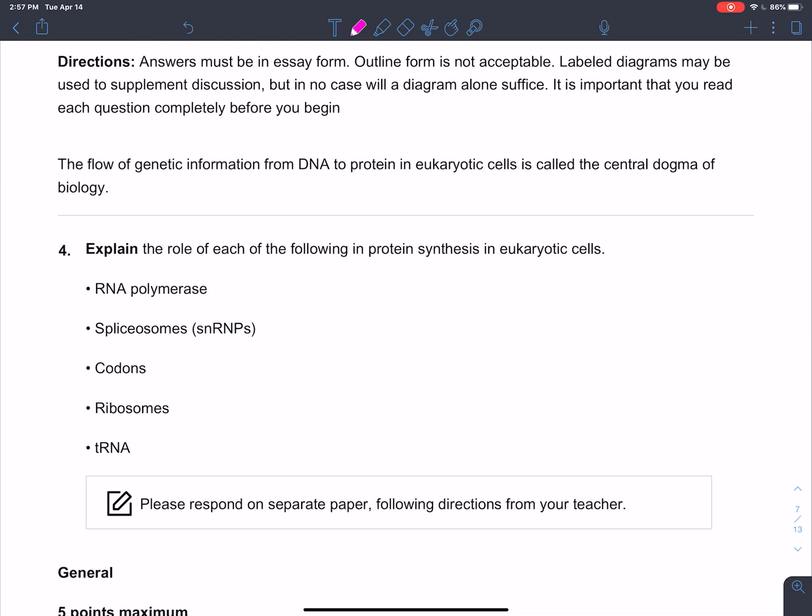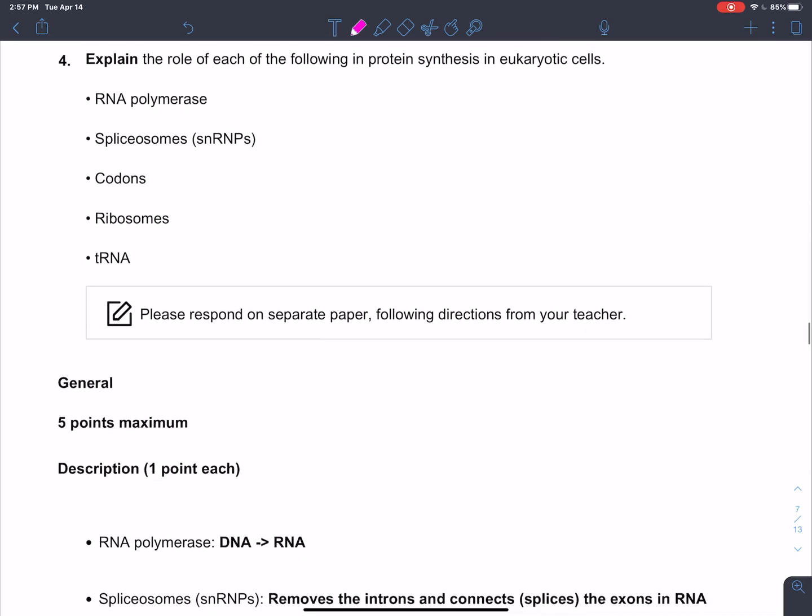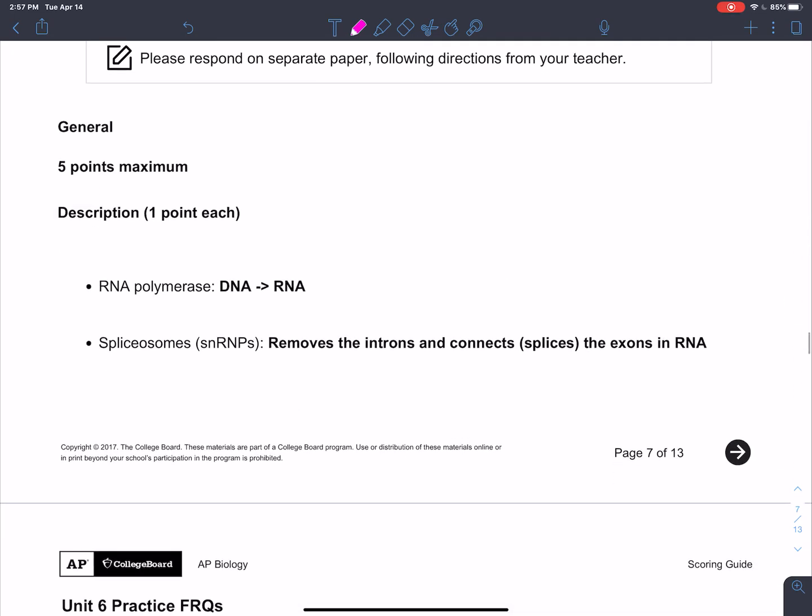Here we go. This one was as easy to set up of an answer as there could be. Now, one of you guys, hi Ren, actually went and bullet pointed each one and said, RNA polymerase does this, ribosomes do this, and that was perfect. This is exactly how you should set up this question. Now, what they're looking for were the specific jobs for each one.